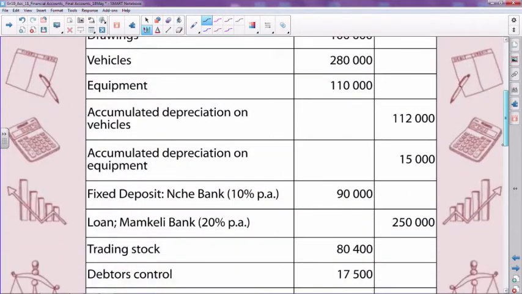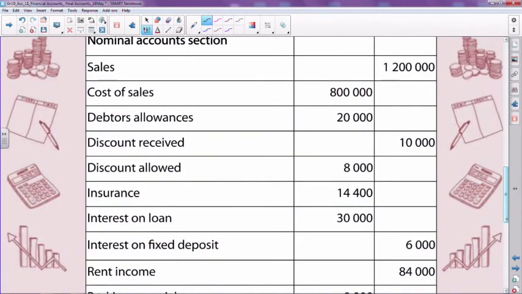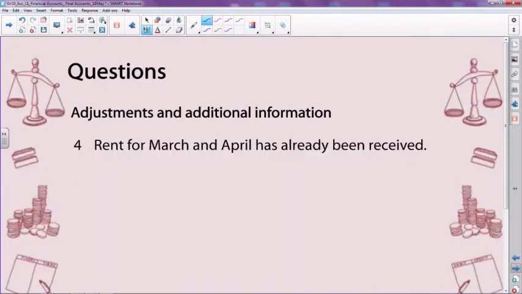But now what happened to your expense? Remember, we go down to the nominal section. So as you can see, the nominal section, here it is. Now let's go look for insurance. Yeah, I found it. So let's see, do we need to decrease it or increase it? Yes, we need to take it out. So we need to say minus 1,100, and therefore this is now taken out for the year, because it's not an expense for this year, it's an expense for next year. Let's go and look at the next one. Adjustment number 4. I'm reading: rent for March and April has already been received.